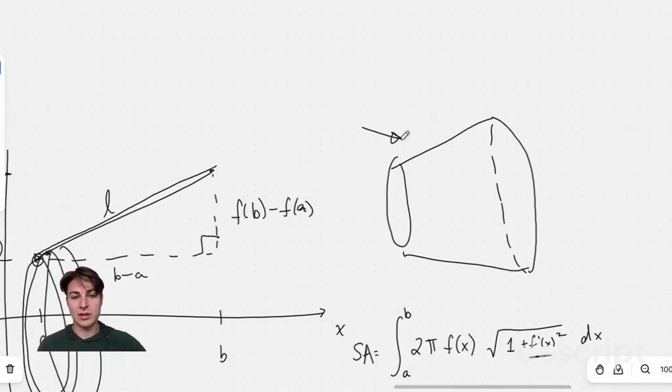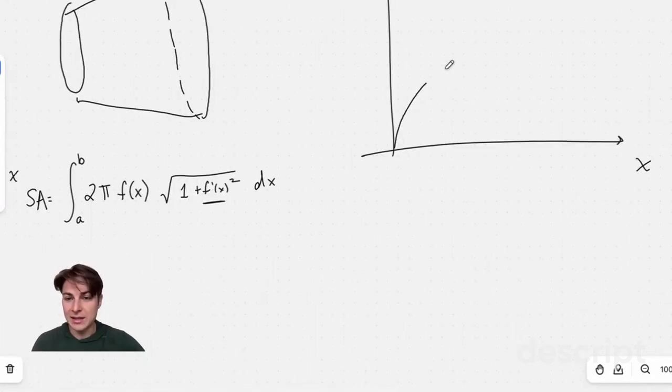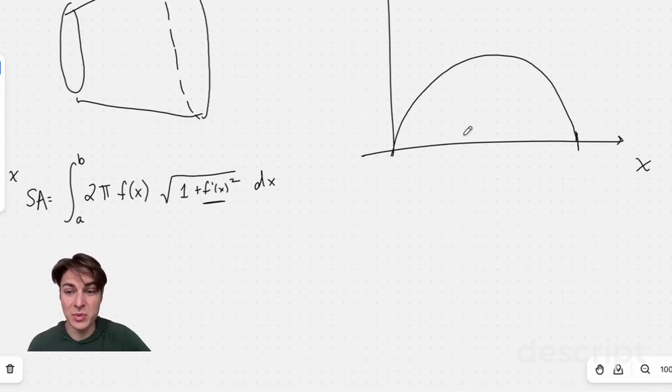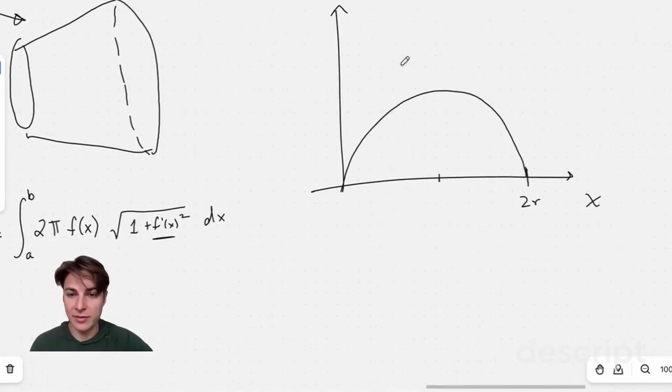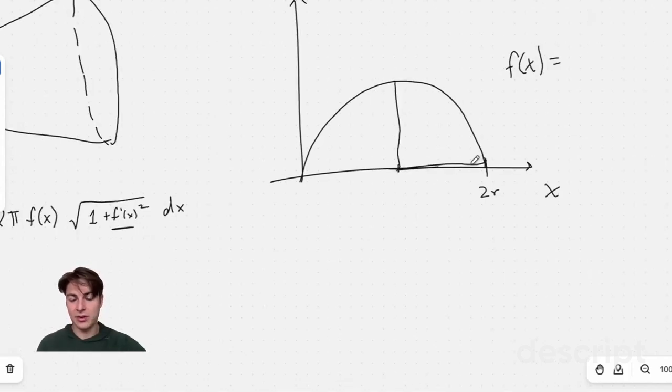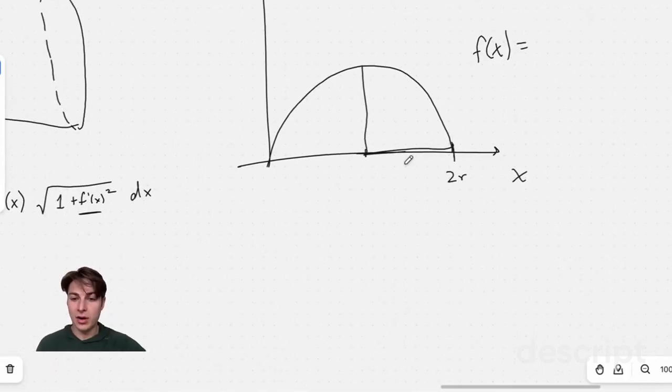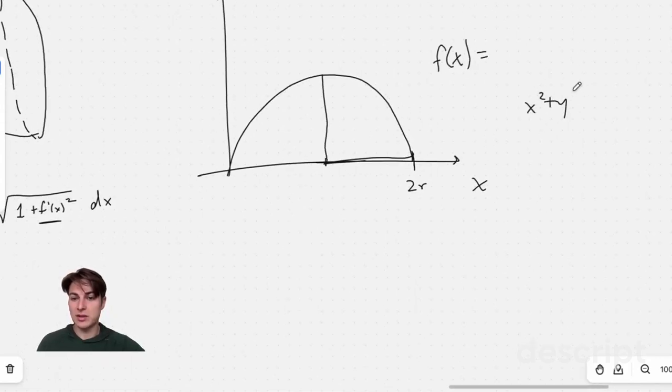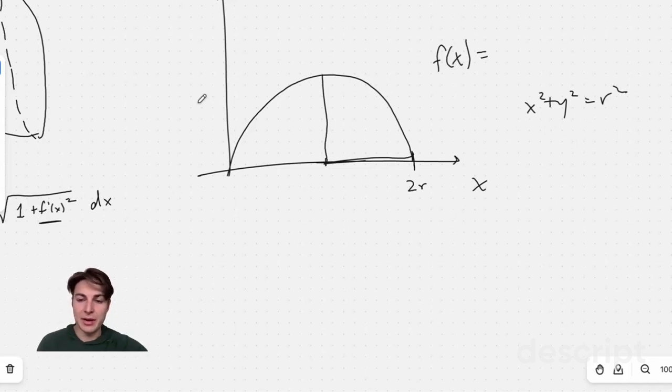So what are we actually rotating? In this case, we are rotating a semicircle around the x-axis. It doesn't matter in this case what the radius is, because we ultimately want this to be a general formula. So if the radius is half of this distance, then we can call this 2r. Cool. And then we can give y in terms of x, or f of x. The formula for a circle is x squared plus y squared equals r squared, but we just have the top half of this, when it's centered around the origin.